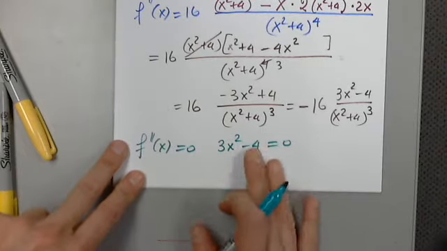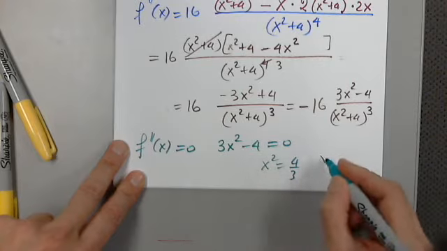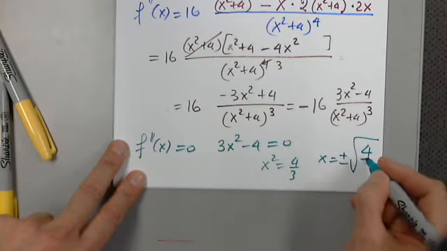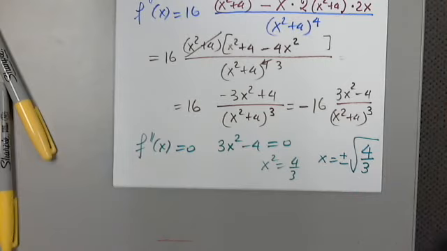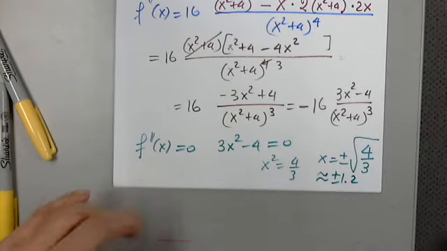So then I move forward, divide by 3, so I get x squared equals 4/3. I take the square root, x equals plus or minus the square root of 4/3. I put it in the calculator to see what this is, so I can put it back. So the square root of 4 divided by 3, and I got 1.2, roughly. So approximately plus or minus 1.2. Okay, I go back to the table. Negative 1.2 and positive 1.2.